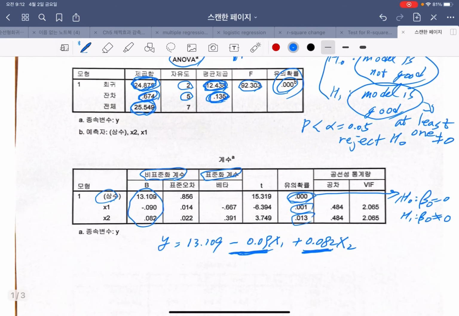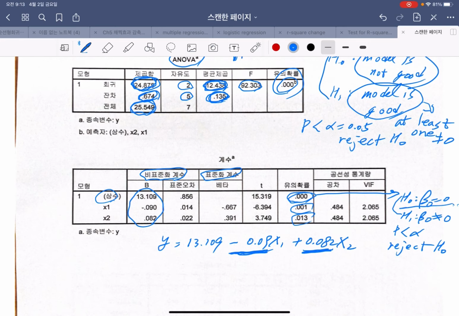So for this hypothesis, the p-value is almost 0. So in this case, you reject the null hypothesis. Reject this. That means what? Your intercept constant is significant, right?